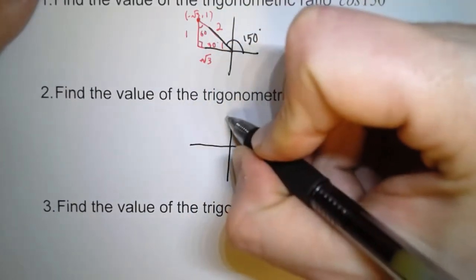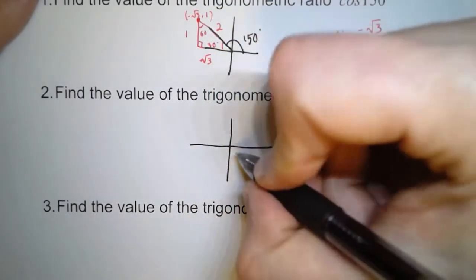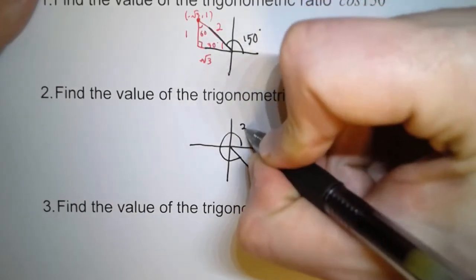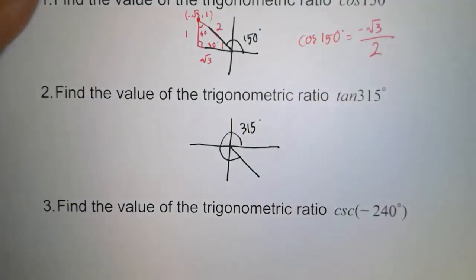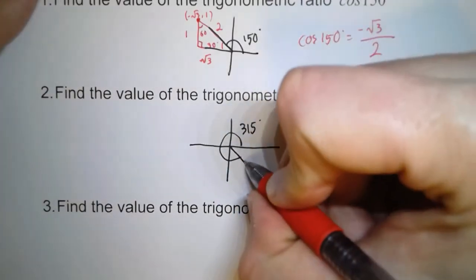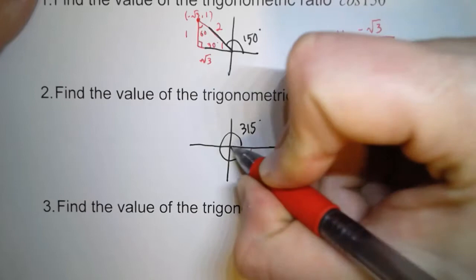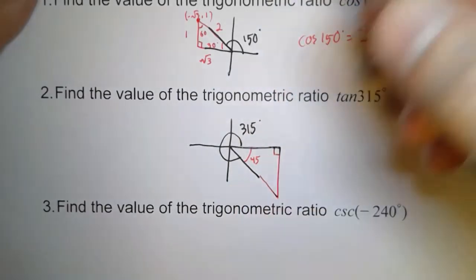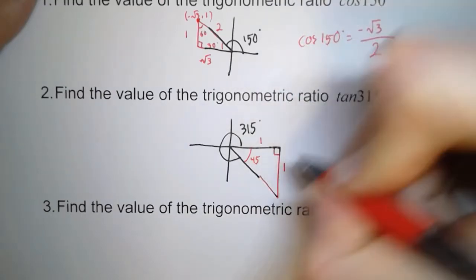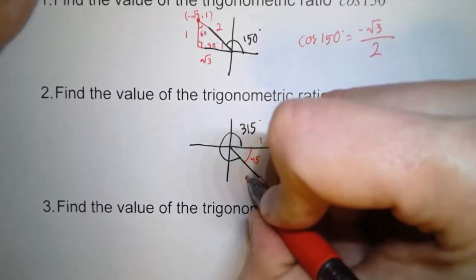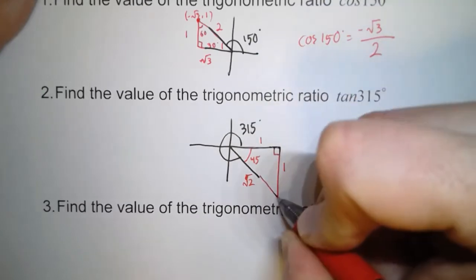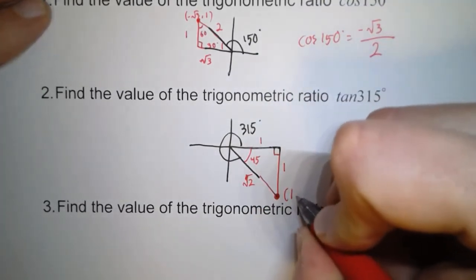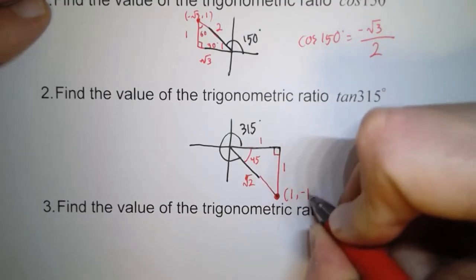Well, it's bigger than 90, bigger than 180, bigger than 270. So it's actually going to be somewhere in here. So here's 315 degrees. So what is this angle right here? This is 45. So when I sketch out my reference triangle, this side could have a length of 1, this side length of 1, this side a length of square root of 2. So let's see, what is this point? This would be positive 1, negative 1.